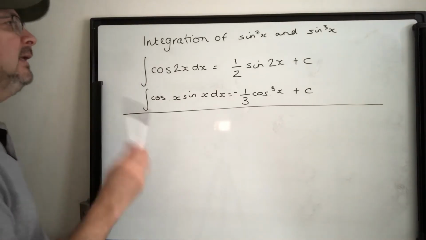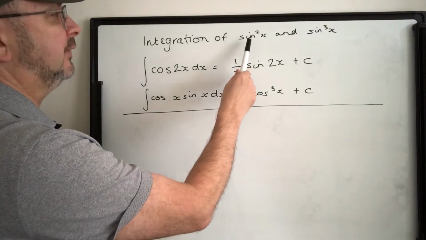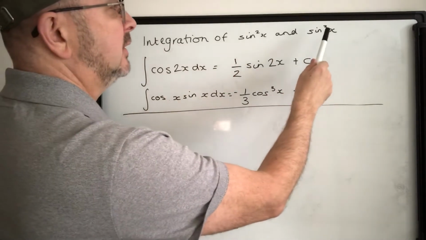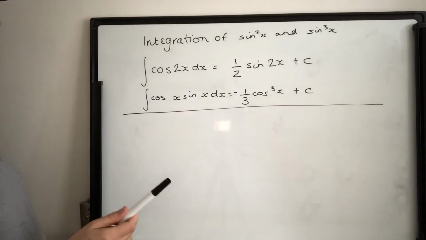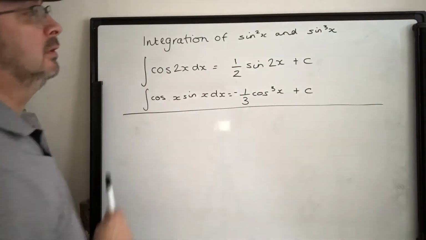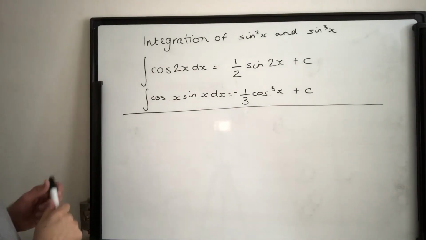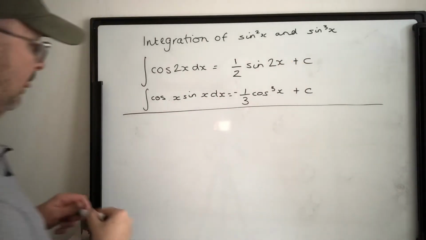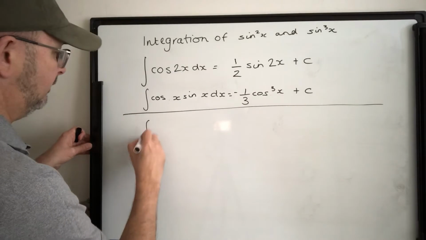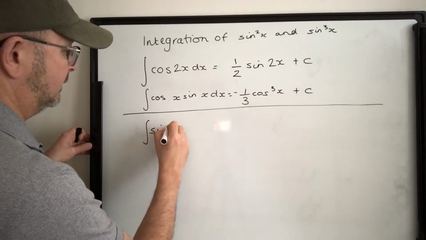You need a completely different formula for the integration of sine squared and for the integration of sine cubed. And each one will only work with one of them. You cannot pick a favourite and apply it to both. So, the integration of sine squared x.